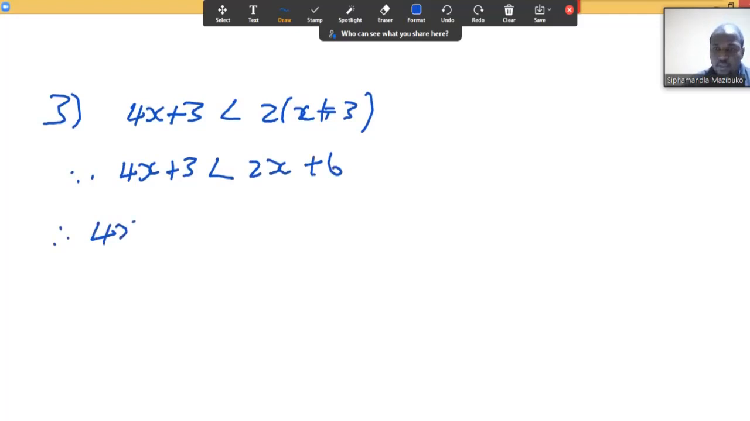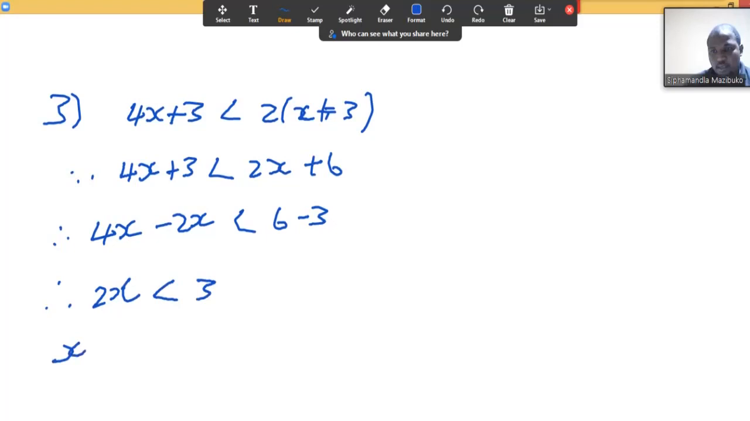But therefore we have 4x minus 2x less than 6 minus 3. That therefore we have 2x less than 3, and x is less than 3 over 2. Okay, so we're looking at our number line.